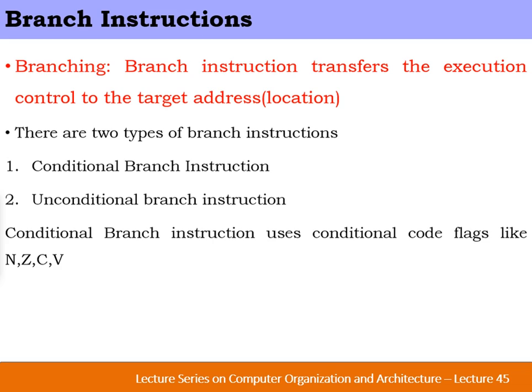In case of a conditional branch instruction, it will be checking for certain conditions. Those conditions will be reflected in the condition code flags like N, Z, C, V, where N indicates the negative flag, Z is the zero flag, C is the carry flag, V is the overflow flag. Based upon the value in the flag, it may branch to a particular target address or it may execute the next instruction after the branch instruction.